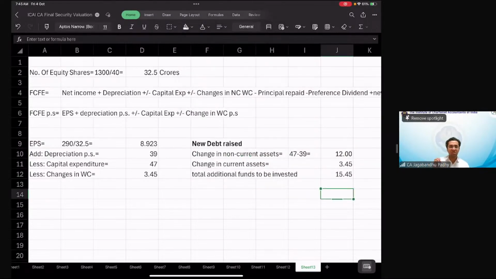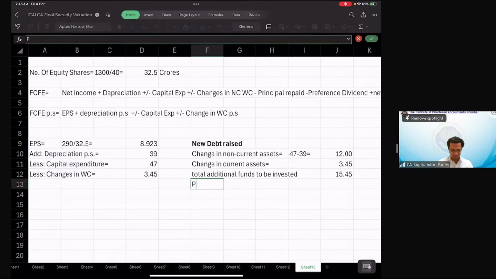So additional capital infusion, additional capital funding that is going into the business is 14.45. Now, is this entire 14.45 funded by equity shareholders? No. What portion of this is funded by debentures?